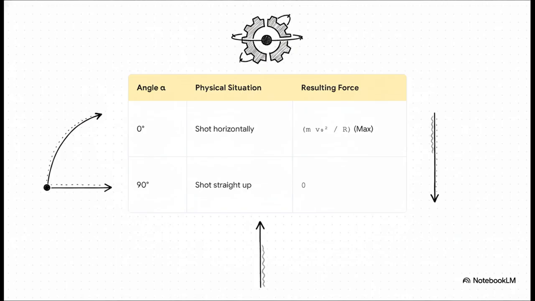Let's try two extreme cases that are easy to picture. What if we shoot the particle perfectly horizontally? That means our angle alpha is 0. And what if we shoot it straight up? That means alpha is 90 degrees.